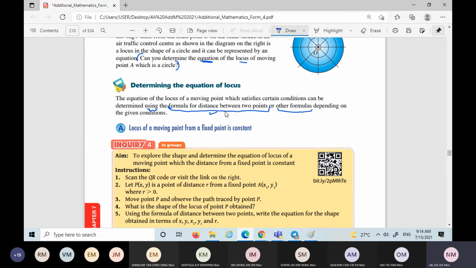Then to get the equation, we set the moving point as (x, y). Then you use the formula of the distance between 2 points, and you will involve x and y. Therefore, at the end, you will form an equation in x and y. Now we look at part A.